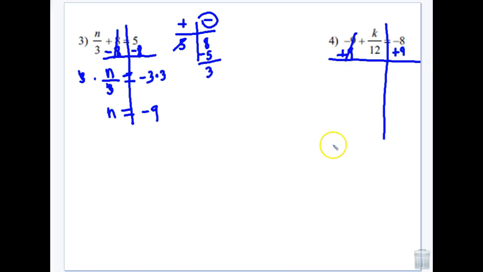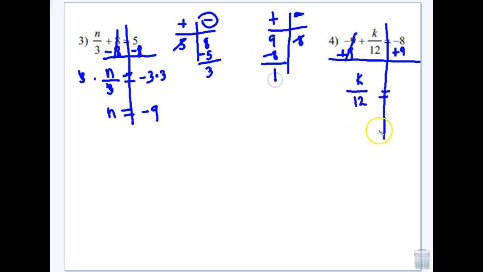This becomes 0. I bring down my k over 12, or k divided by 12. Bring down my equals. I'm going to do my t-chart or column method to figure out if this answer is positive or negative. 8 is negative, 9 is positive. I'm going to subtract it from here. What is 9 minus 8? 1. So my answer is 1.